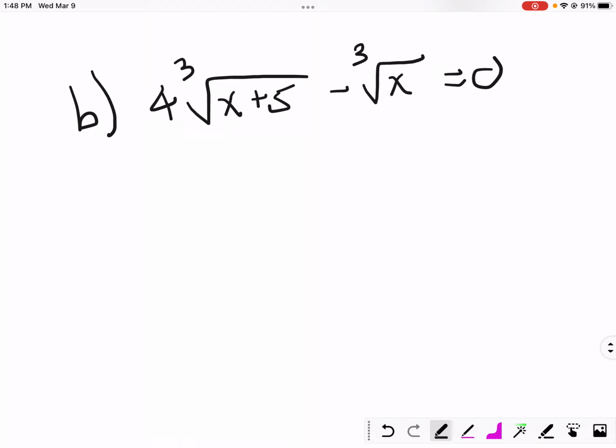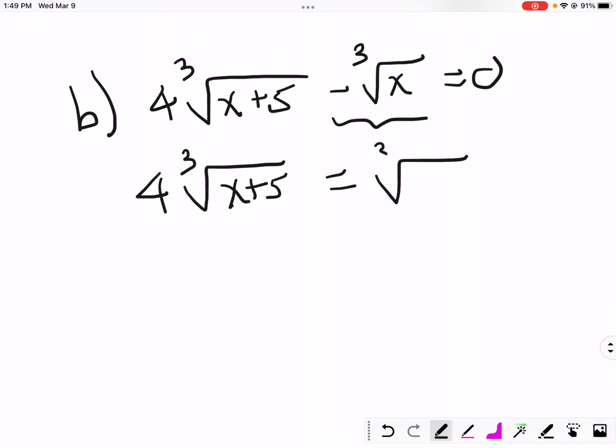Now this one is actually, again, pretty straightforward. The thing is, we don't want two things on one side. So what I'm going to do is add that to both sides, which will give me 4 cube root of x plus 5 equals cube root of x. I've added cube root of x to both sides. At this point, I now have 1 cube root on each side, and I'm going to cube each side. So 4, and I'm going to put the cube just to show what's going on. This is really nice if you can do this.